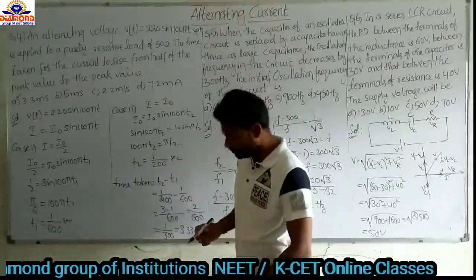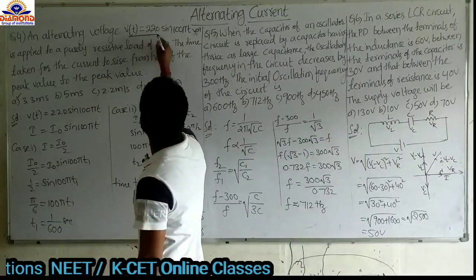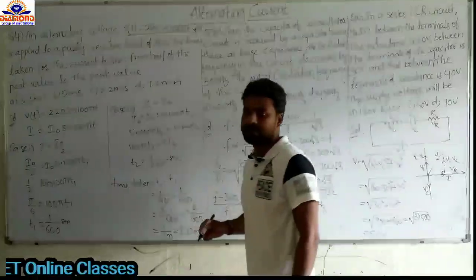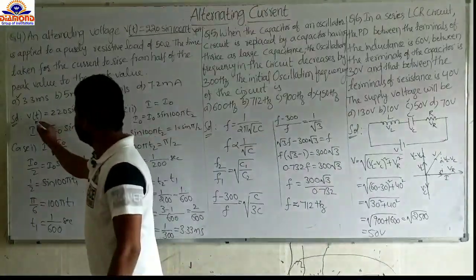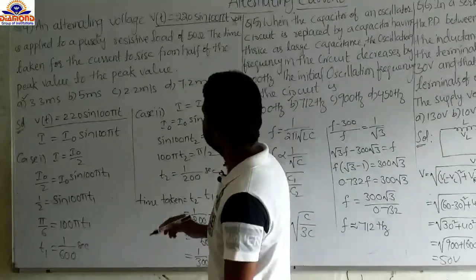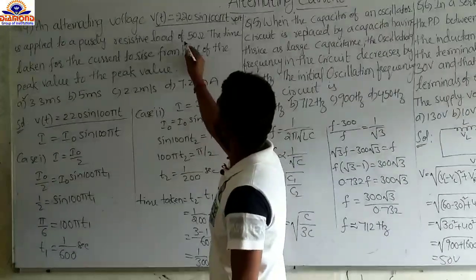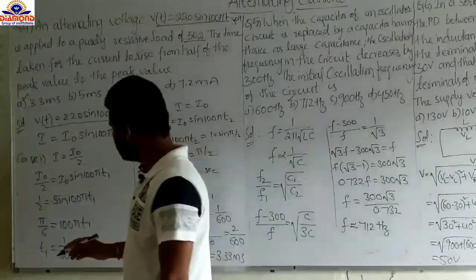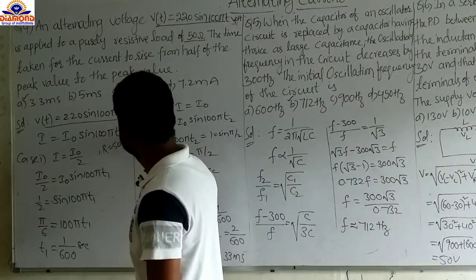Next question, the fourth question. An alternating voltage, 220 sin 100πt volt, is applied to a resistive load. Only resistance is there. The resistance value is given as 50 ohm.